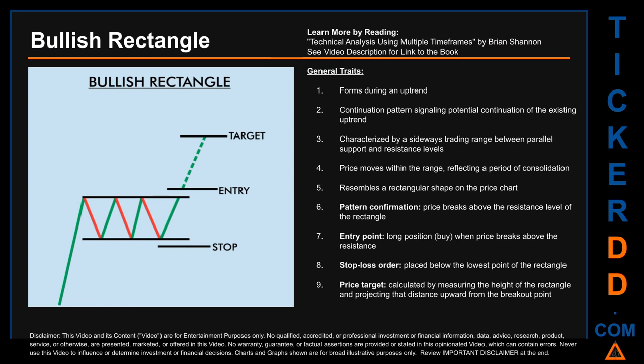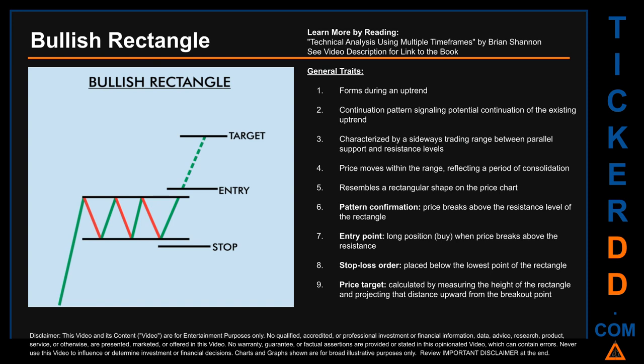A bullish rectangle is a chart pattern in technical analysis that signals a potential continuation of an existing uptrend. The pattern forms when the price consolidates in a sideways trading range, bound by parallel horizontal support and resistance levels, before breaking out and continuing the uptrend. The bullish rectangle is also known as a trading range or consolidation pattern. Here's a simple explanation of its components.